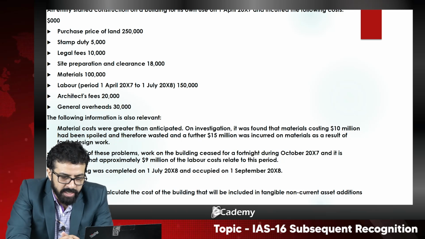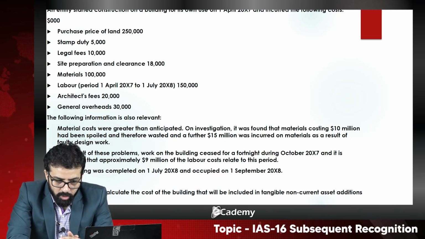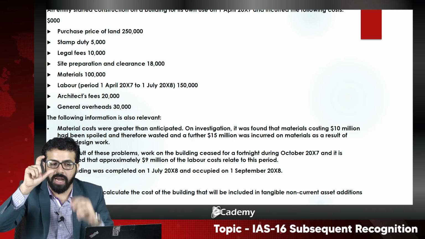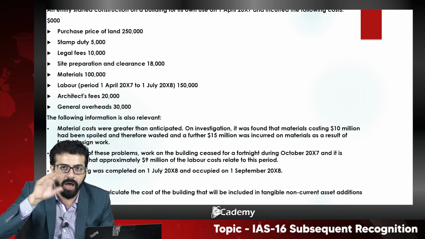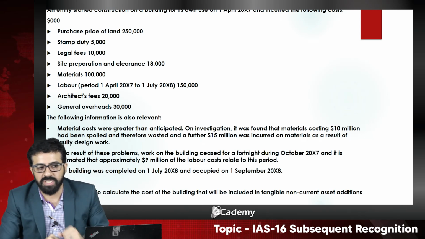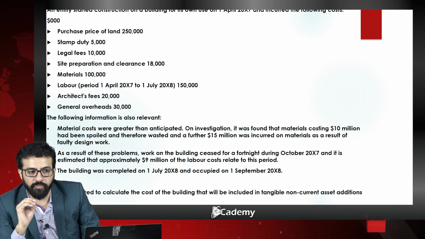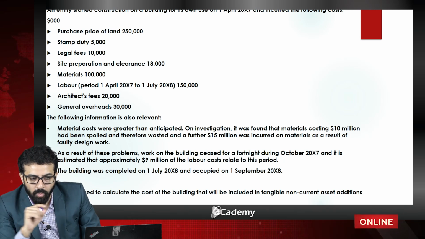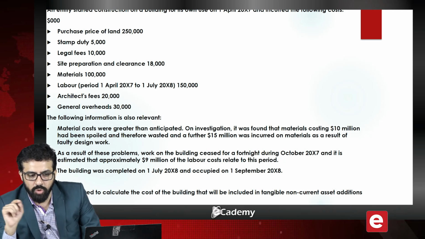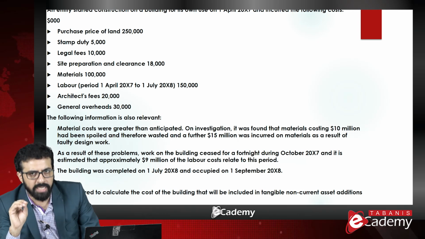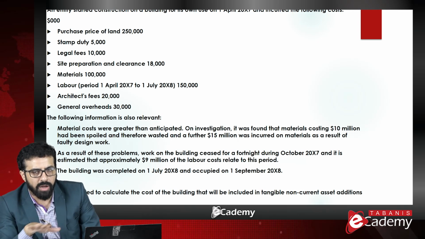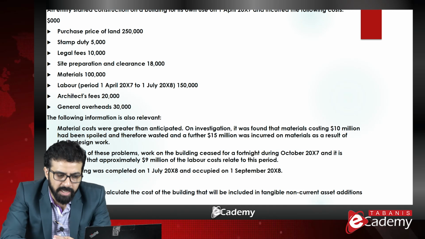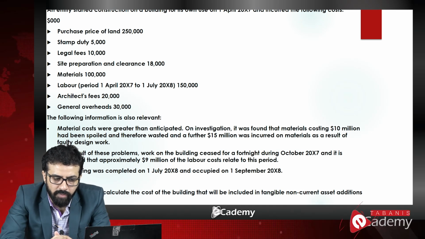Point number 2: as a result of these problems, work on the building ceased for a fortnight during October 2007. This period falls under the period of our starting of the work. We started our work on 1st April 2007, and the work on the building ceased during October 2007. So it means that the period falls within our fiscal year, and it is estimated that approximately $9 million of the labor cost related to this period.